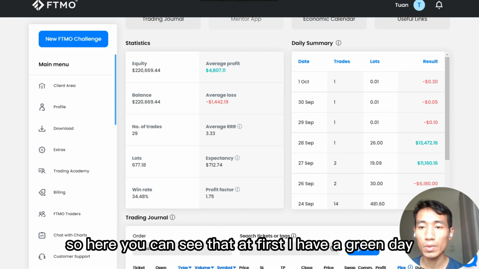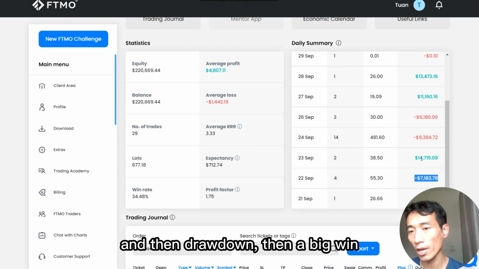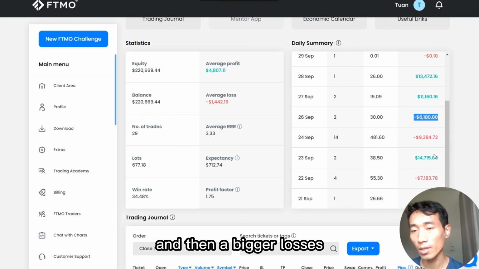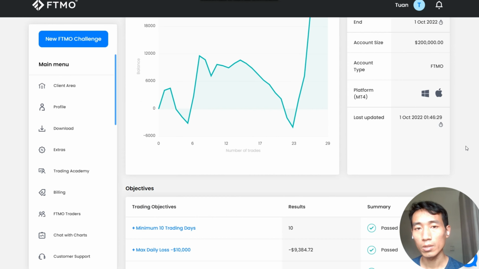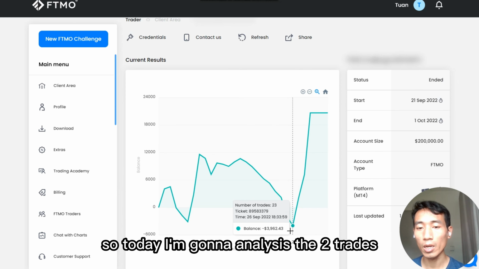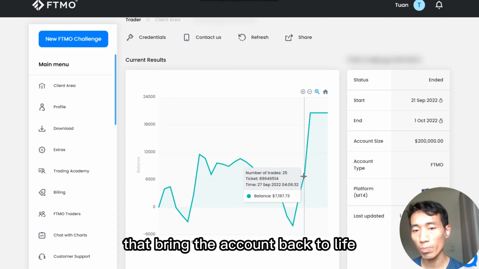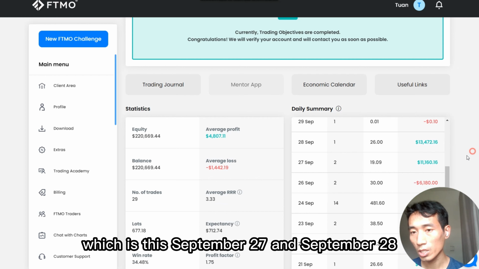Okay, so here you can see that at first I had a green day and then drawdown, a big win, and then bigger losses. And two trades made a huge drawdown right here. It really drove me to the downside. So today I'm going to analyze the two trades that brought the account back to life and then passed phase one, which are September 27 and September 28.